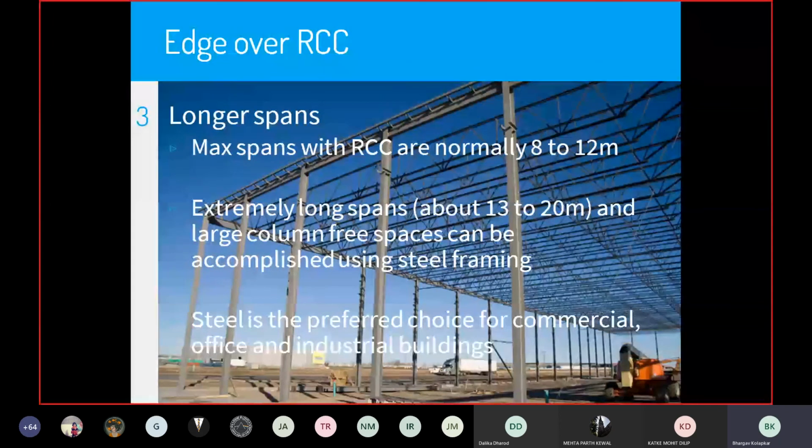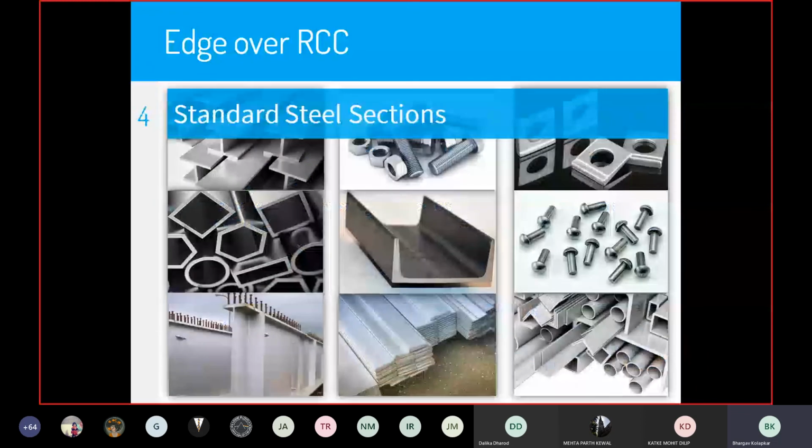And yes, it is a preferred choice of material for commercial office and industrial buildings. Almost all the industrial buildings you see are made up of steel because they require a lot of column free space. Another important add-on or an X factor that steel has is that steel is available in standard sections that you can play around with.